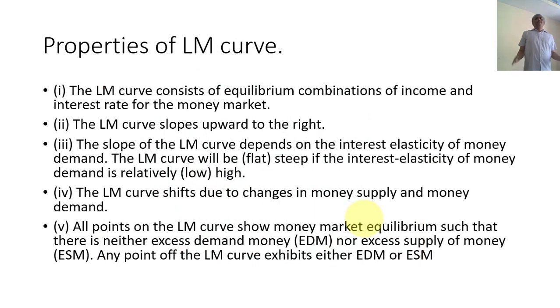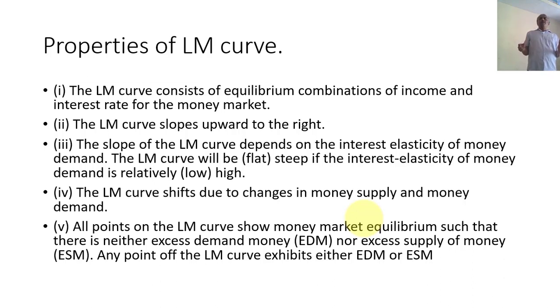Similarly, what are the properties of the LM curve? The LM curve consists of the equilibrium combination of income and interest rate in the money market. The LM curve slopes upwards to the right, and the slope of the LM curve depends on the interest elasticity of money demand.